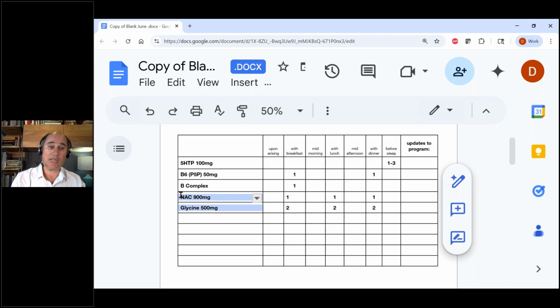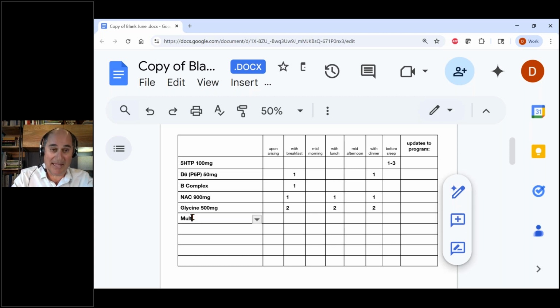So in this case, we're not going to use glutathione. We're going to use NAC and glycine because they've been shown in study after study after study to consistently boost glutathione. You don't have to use glutathione. This is a little way of mixing it up a little bit. Let's see. I think that covered it.